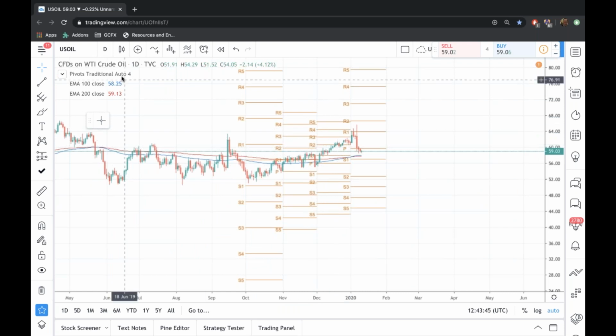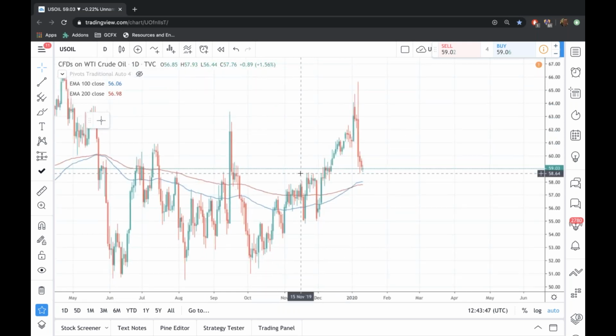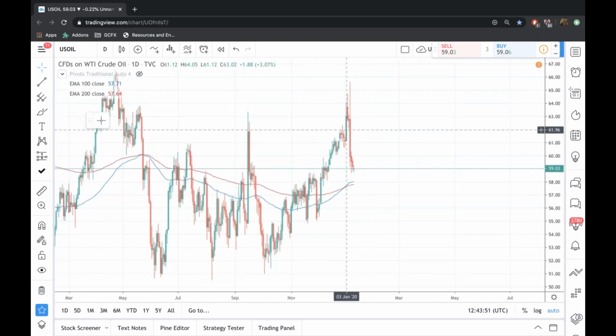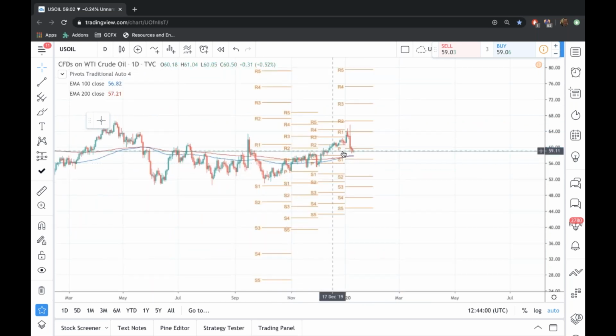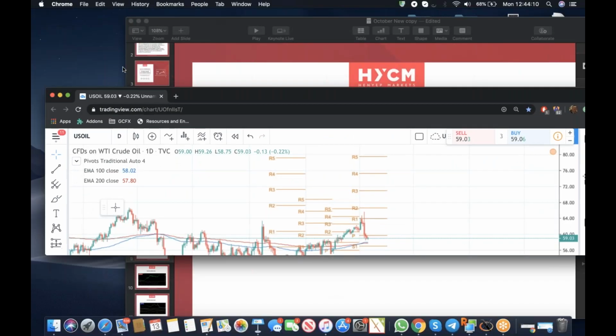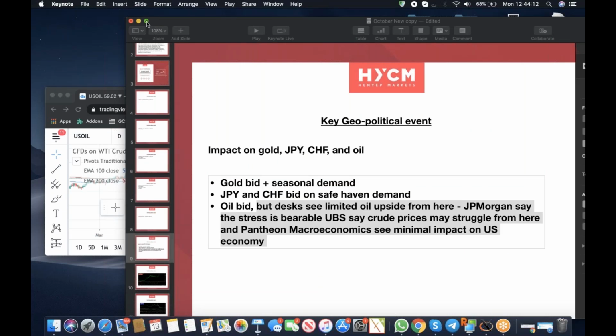All things being equal, I'm expecting oil sellers on any retrace. So that's a large bearish engulfing bar. I'm expecting sellers back at 62, 63, 64, and you have that pivot point here with potentially sellers there. So just look out for that. Just a little tip for folks.